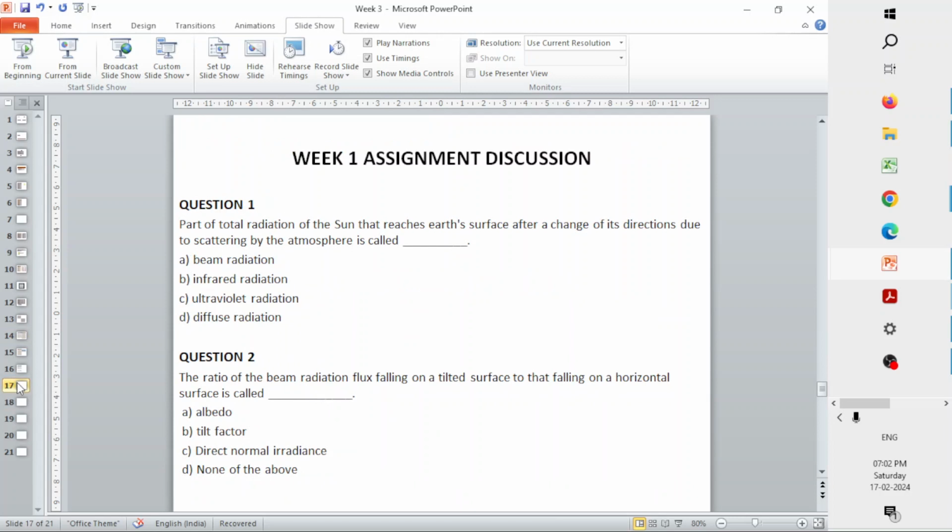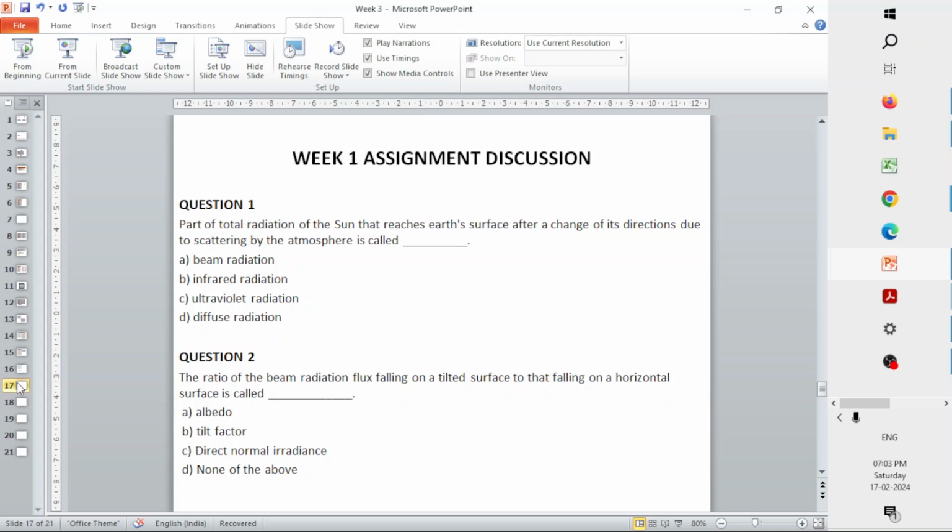Since your solutions have already been shared with you on the NPTEL portal, I guess now I can discuss those questions with you. Let's go quickly through these questions. The first question is: the part of the total radiation of the sun that reaches the earth's surface after a change of its direction due to scattering by the atmosphere is called. Since the answer is already present, I'll just tell it here, or if you want, you can unmute your mic and let me know the answer. This is very easy actually.